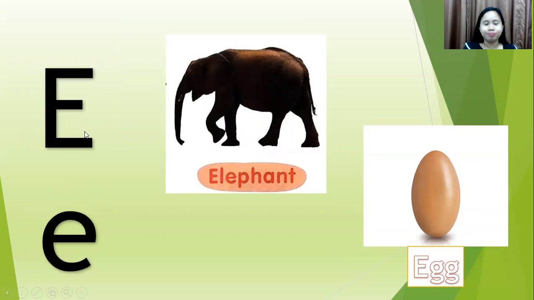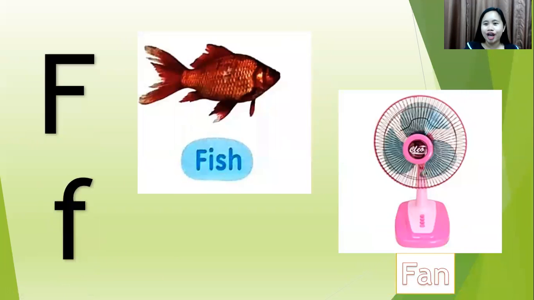Next is letter E. Again, E. This is the capital letter E, and this is the small letter E. What is the sound of letter E? The sound of letter E is E. Again, E. Very good. Now let's proceed with the examples. Elephant. Again, elephant. Egg. Egg. Very good.